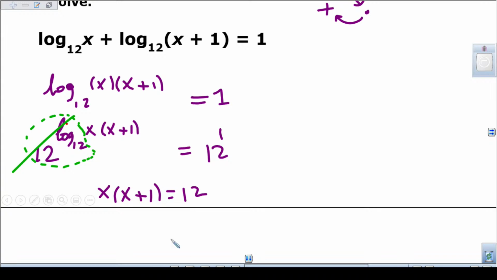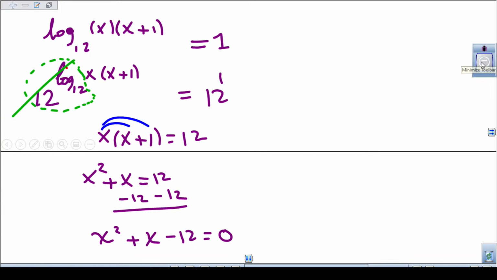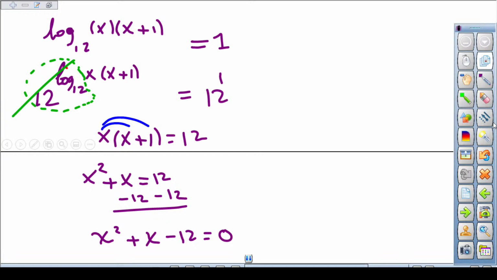So we're going to be patient here because it looks like we're going to have a quadratic equation coming up. So x times x is going to be x squared. So I'll end up with x squared plus x equals 12. Well, remember, you still want to solve for x, so it looks like we're solving quadratics here. Subtract 12 from both sides. And I am looking at x squared plus x minus 12 equals 0. Yes, you have a quadratic equation to solve.